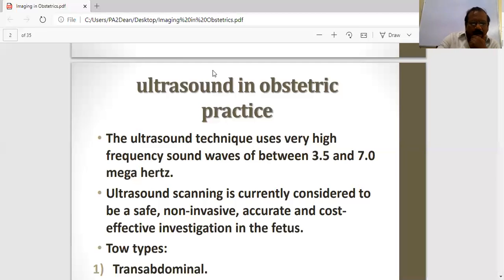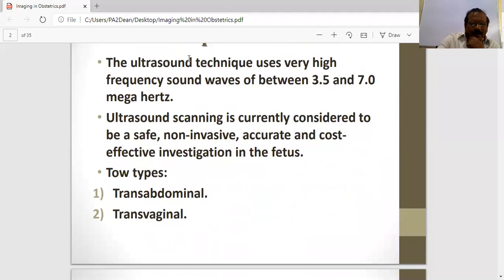The ultrasound technique uses very high frequency sound waves between 3.5 and 7 megahertz. So this is inaudible ultrasound. Ultrasound scanning is currently considered to be a safe, non-invasive, accurate and cost-effective investigation, without irradiation or radiation to the fetus and the mother.